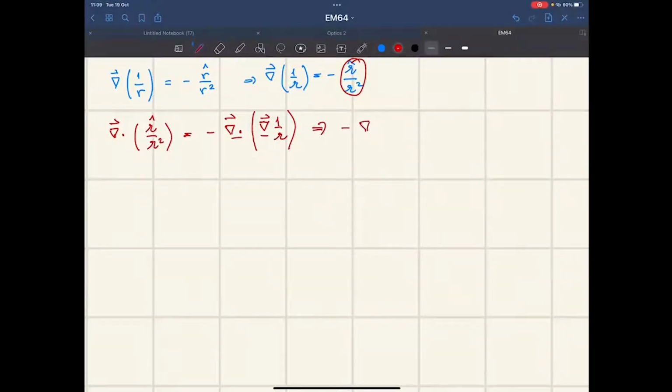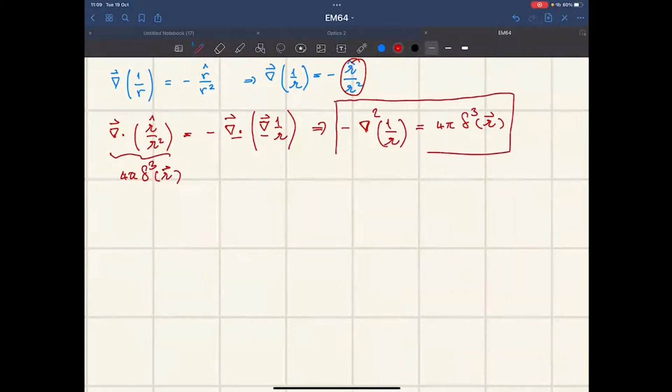And this thing is equal to minus, it becomes the Laplacian of 1 over r here. And this thing is equal to what? 4 pi. This thing is equal to 4 pi. Okay, just put it in, so we have this. Any questions? No.